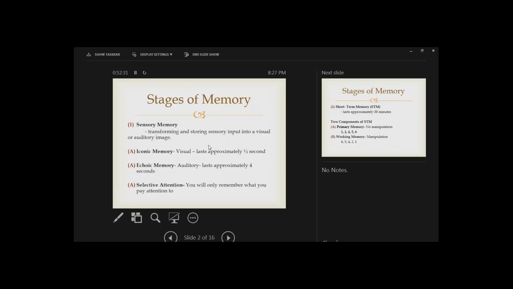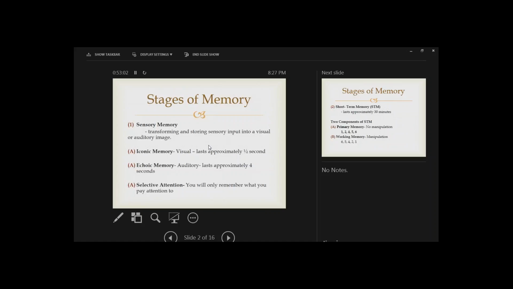So when you're looking at stages, and this should be, if you see 1 and then A, it should be A, B, C, because it's all concepts underneath sensory. It says A, but anyway, so the first stage of memory, there's 3 stages. The first stage of memory is sensory memory. So how I want you to remember this is senses.